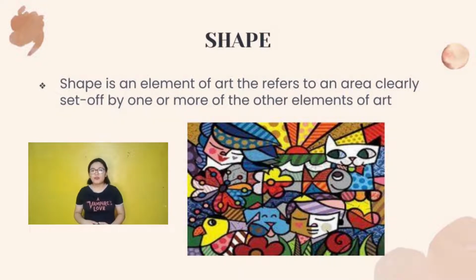Shape is an element of art that refers to an area clearly set off by one or more of the other elements of art. It lays out the art we see along with other elements such as line and color that make up the abstract art.